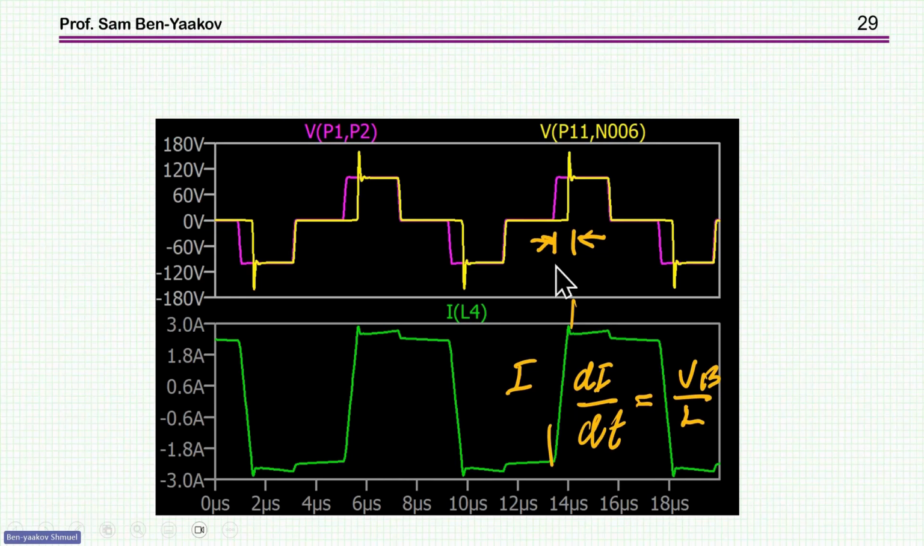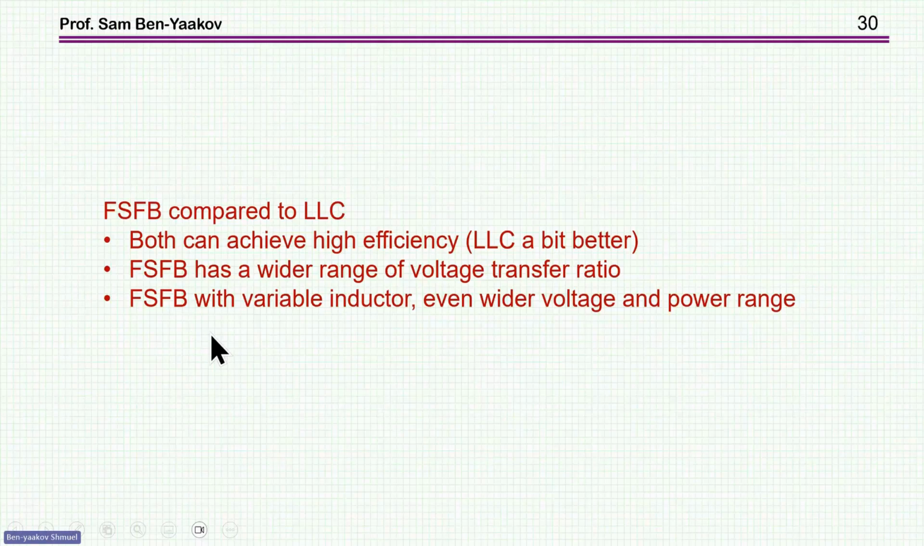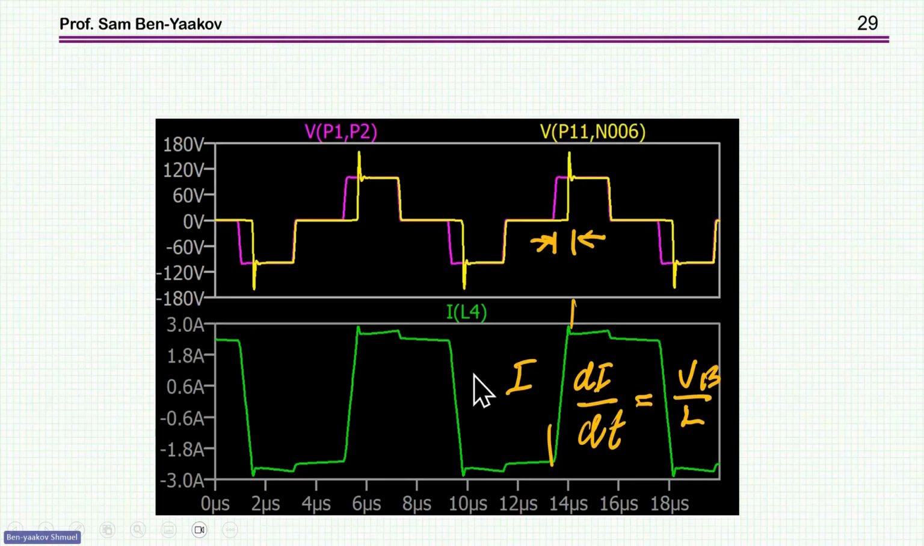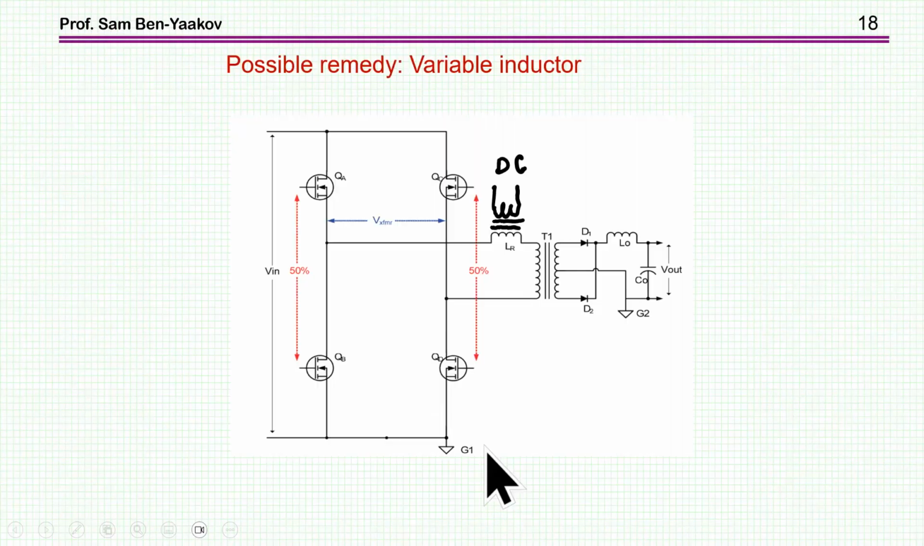The larger the inductor, the more time you need to change the current of the inductor, and then you'll chop more and more of the duty cycle. So a large inductor is no good, a small inductor is no good, and a variable inductor is a good compromise. So we see that the variable inductor could indeed be useful, and this is the whole idea that I'm bringing up here.